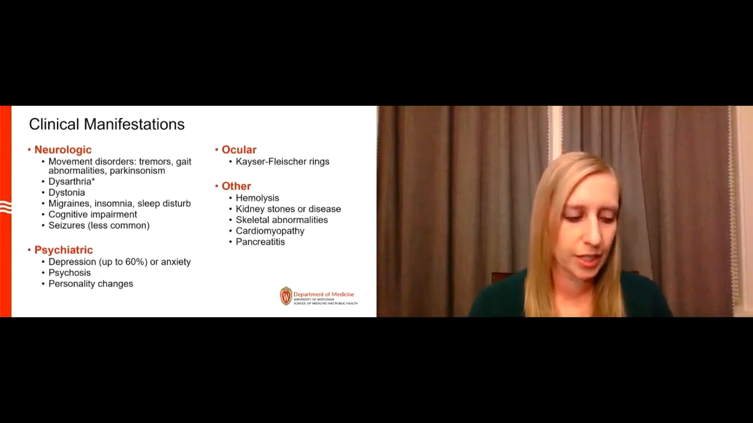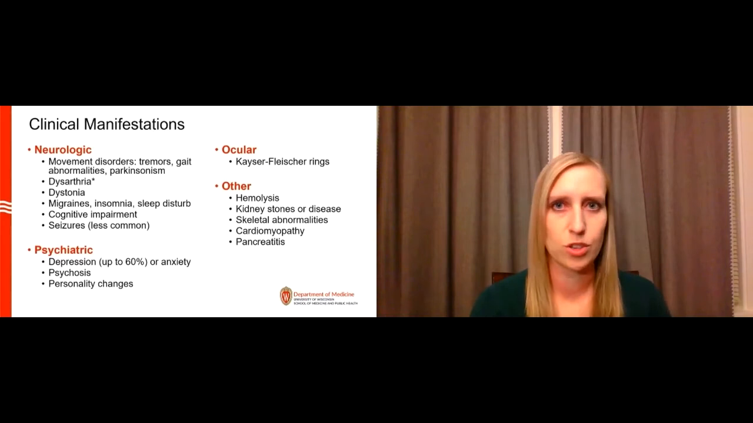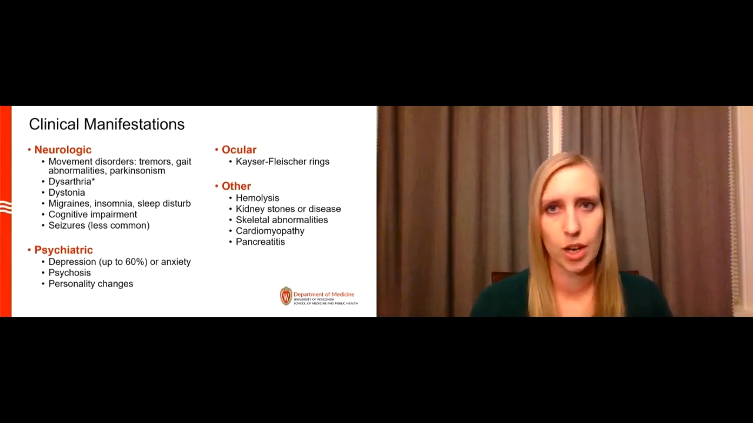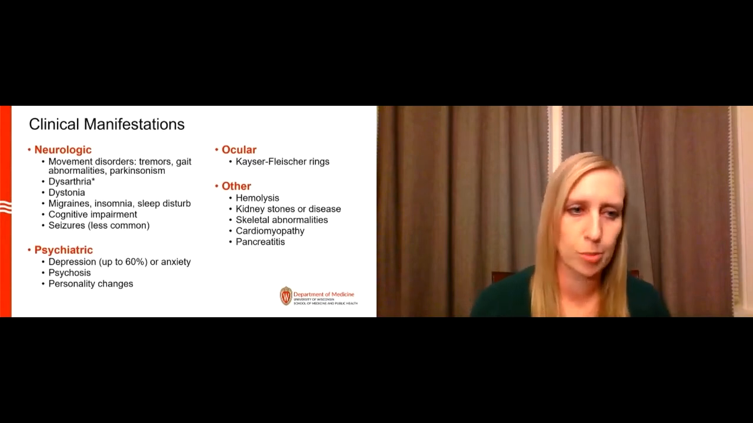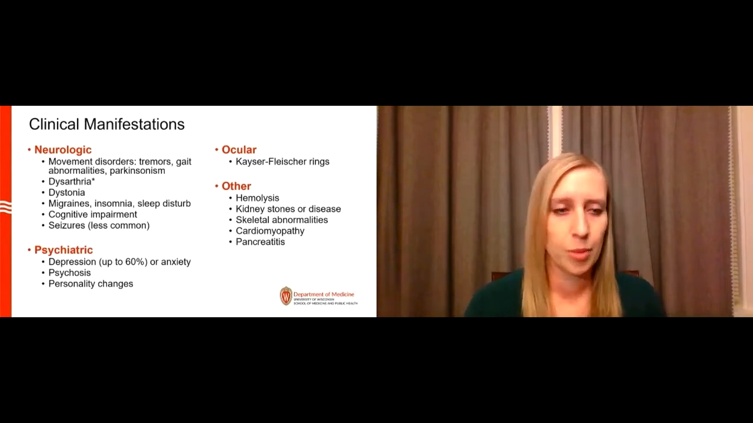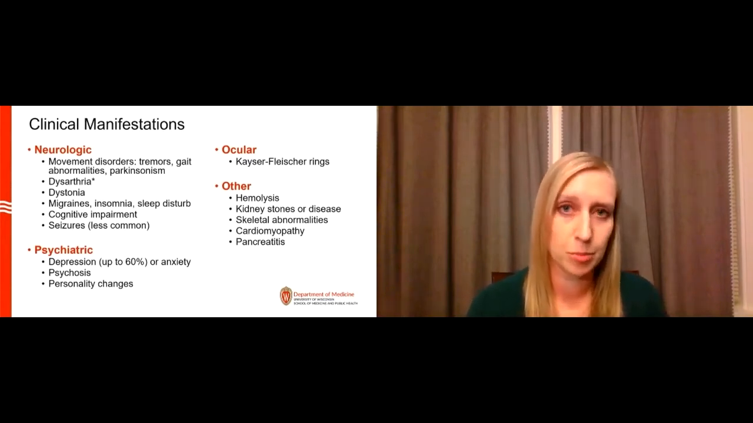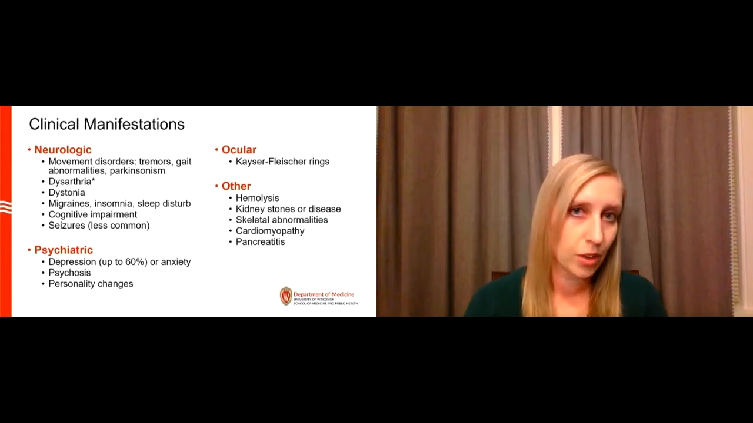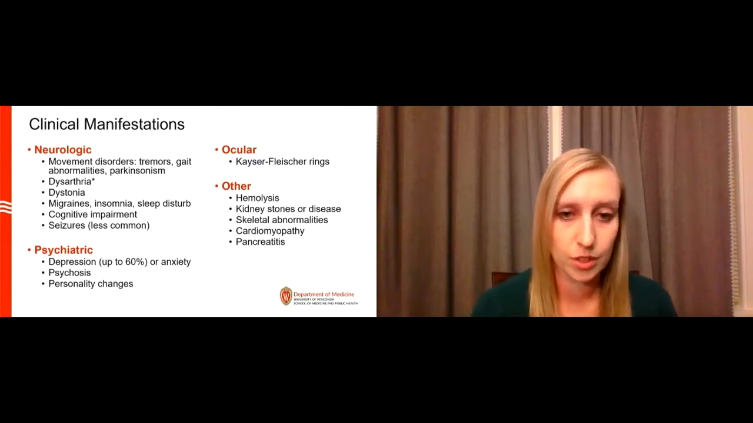So after the liver, the next most common presentation for Wilson disease is neurologic symptoms. Common ones include movement disorders such as tremors and Parkinsonism. Actually, the most common neurologic symptom that patients present with is dysarthria, or slurred or slowed speech, in other words. But they can also present with migraines, insomnia, cognitive impairment, and even seizures, although this is less common.